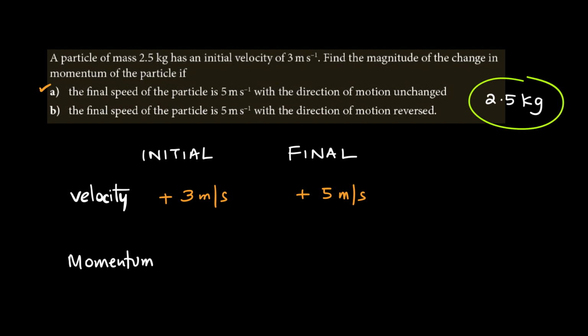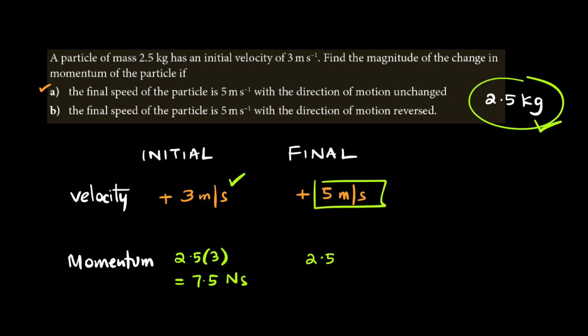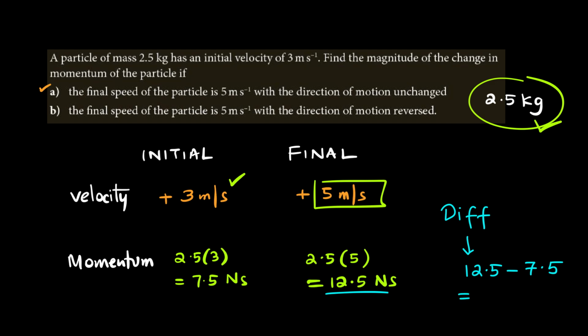Now let me take this 2.5 and multiply it with 3. So 2.5 into 3, that comes out to be 7.5 Newton second. And similarly, I'll multiply 2.5 with 5, that is 12.5, and this is also Newton second. That's the unit of momentum. Now what is the difference in the change of momentum? And we need the absolute value. So the difference is final, which is 12.5, minus initial, which is 7.5, which comes out to be 5.0 Newton second. So the magnitude of the change in momentum for part A is 5 Newton second.